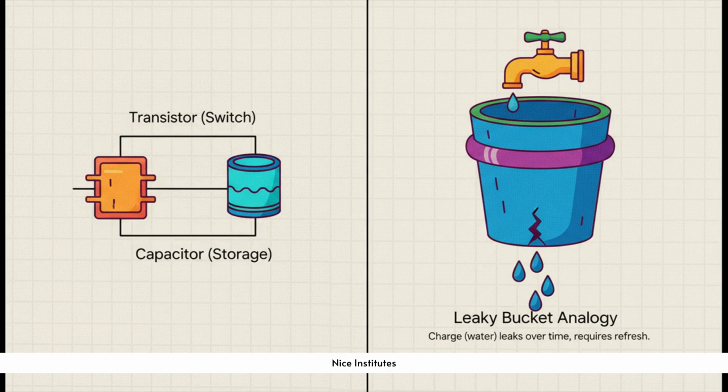Instead of that complex flip-flop thing, DRAM is super simple. It just uses one transistor and one tiny little capacitor to store a bit of data. You can imagine the capacitor like a tiny, leaky bucket. It holds an electrical charge, and that charge represents your data, a 1 or a 0.